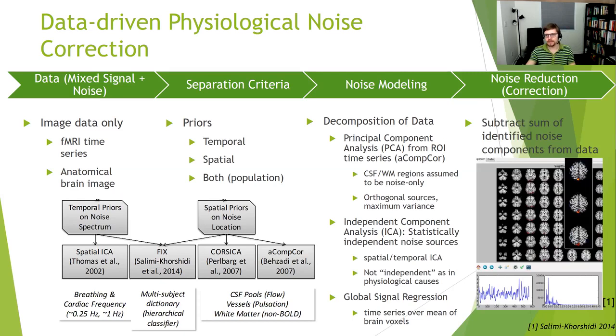And then actual noise reduction, again, is simple. We take these identified noise components and subtract them from the data. Here you see the example of the ICA, and as you can see, there's a certain component that is strong in the sagittal sinus, a major vessel, and it has a prominent frequency at about 0.03, 0.04 hertz. So this might be related to the heart rate variability.